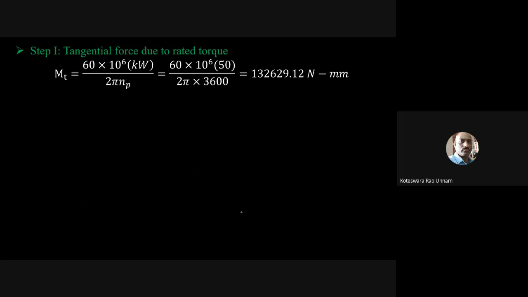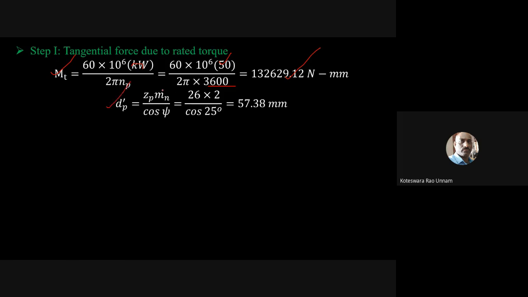So for that, first we'll find out what is the tangential force. This is the formula for the tangential force. So in the power, you have to consider only 50 kilowatts. So everything is given. Speed of the pinion is given as 360. Then you will get this as your torque transmitted from the power transmitted. So once you have torque transmitted, from this you can calculate the tangential load provided if you know the pitch circle diameter.